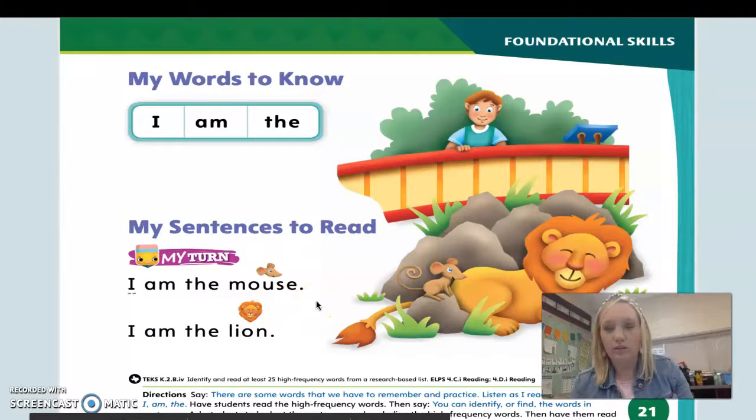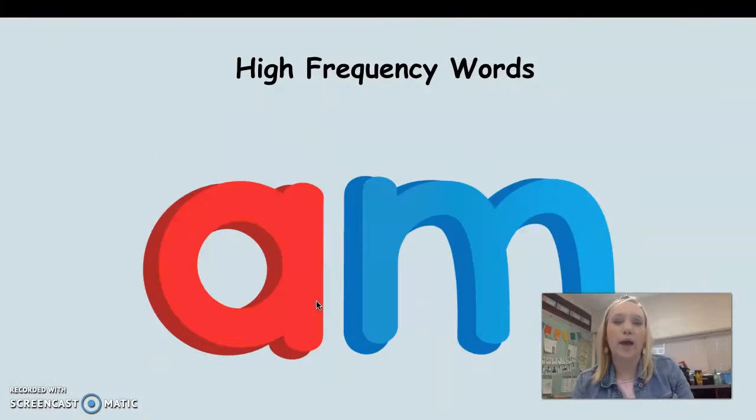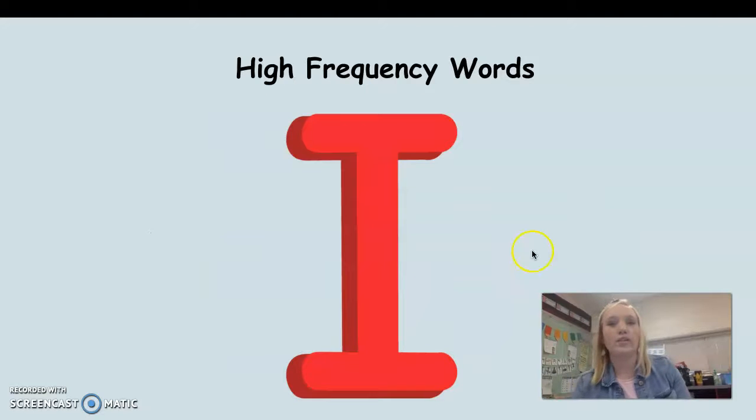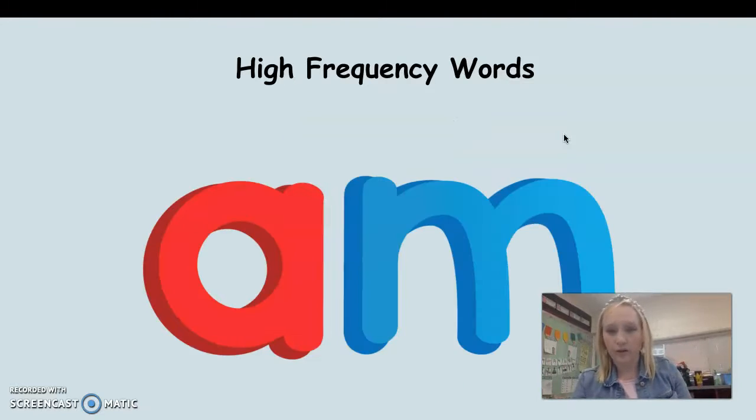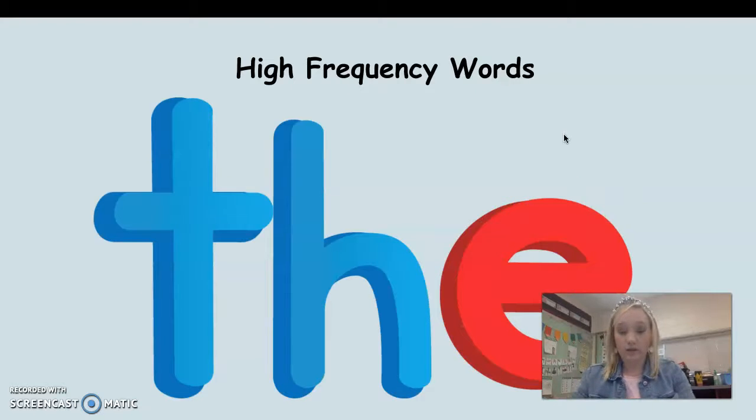And now we are going to review those words real quickly. We're going to go back and review them. So what is this word right here? Good. That is the word I, like I am in kindergarten. Good. What is this word? Am. This is the word am. Good. And the last word that we learned is the word the. Good job.